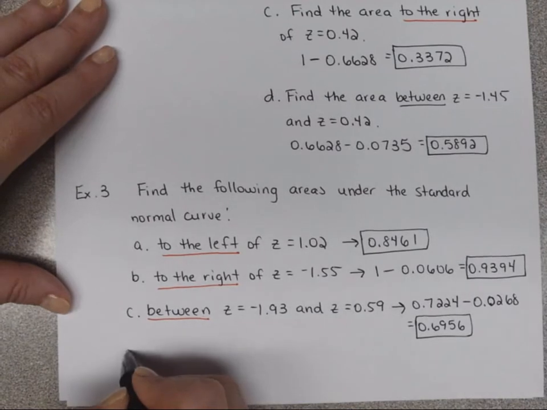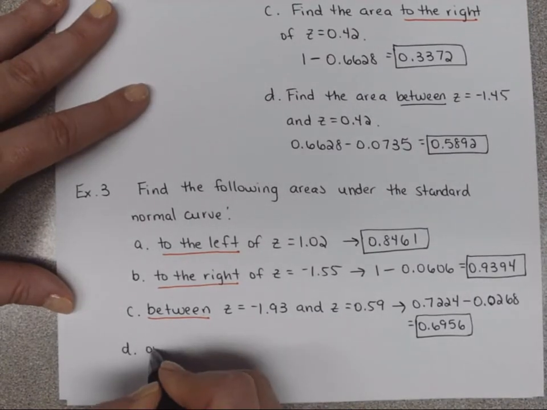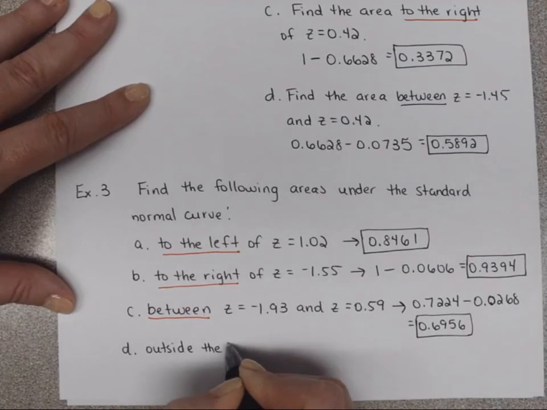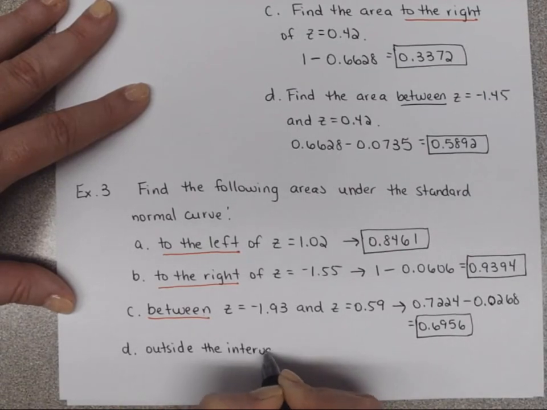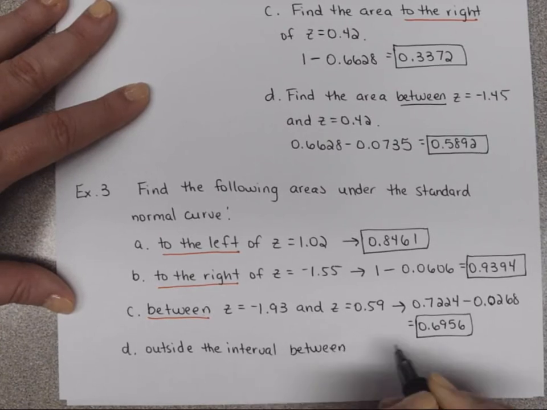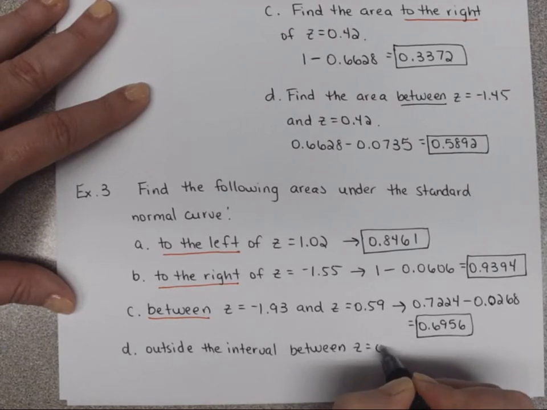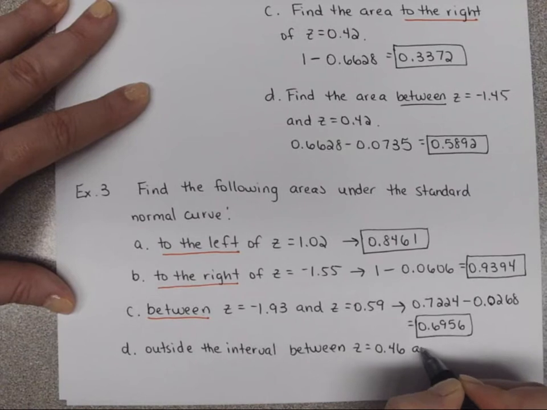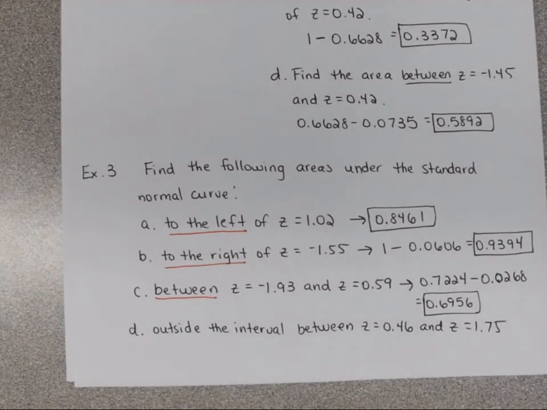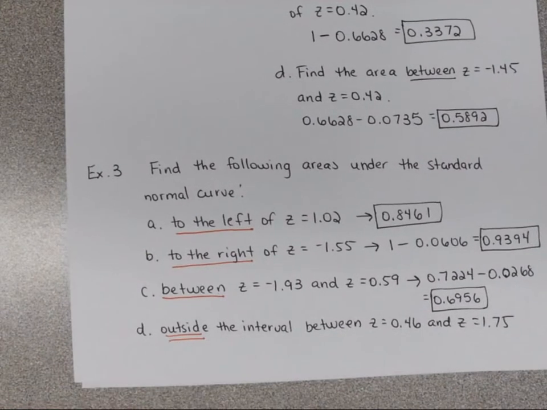Okay. So the last question for this one, what if I ask you for outside the interval between z equals 0.46 and z equals 1.75? Okay. So I want outside that interval.